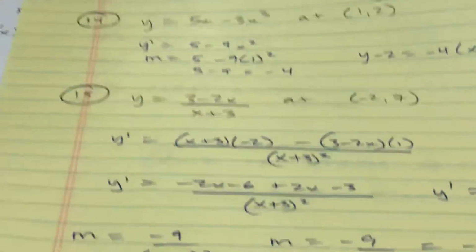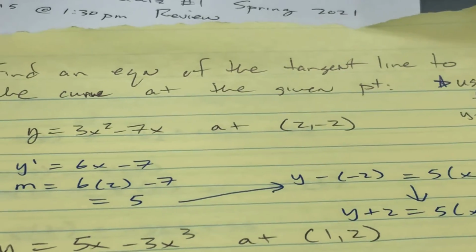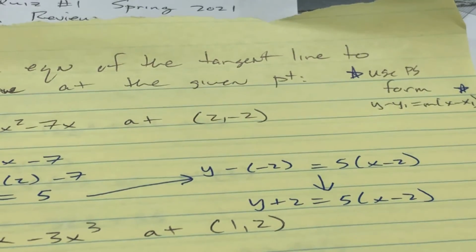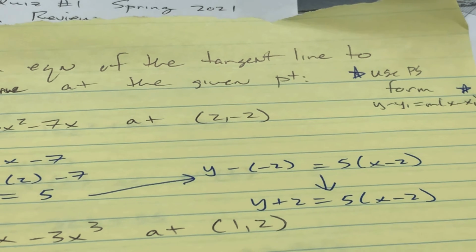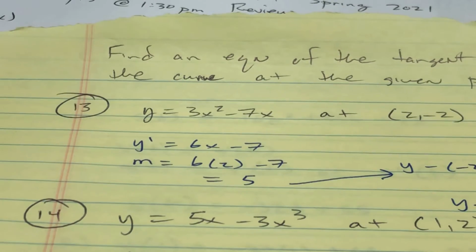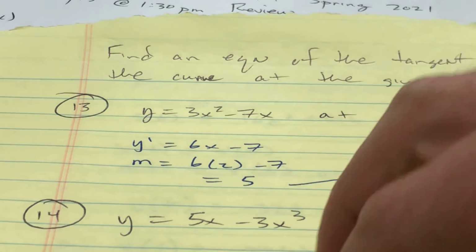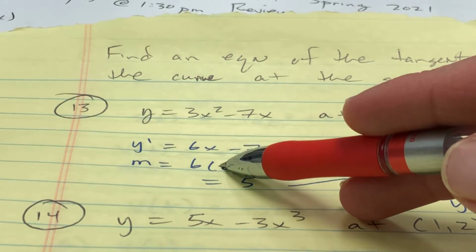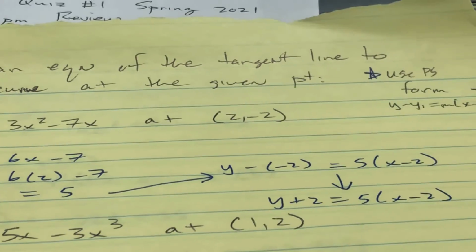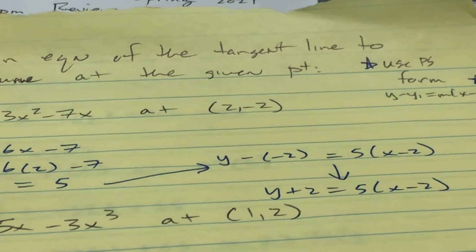All right, find the equation of the tangent line to the curve at the given points. We are going to use point slope form. Y minus the y value is equal to x minus the x value of the points it goes through. All right, so we can set this up. We know it's going to be y minus the negative 2 is equal to blank x minus 2. So what you do is you find the general derivative, 6x minus 7. Then you plug the x coordinates of the point it goes through. Plug 2 in for x. So the slope is 5. So y plus 2 is equal to 5 times x minus 2.